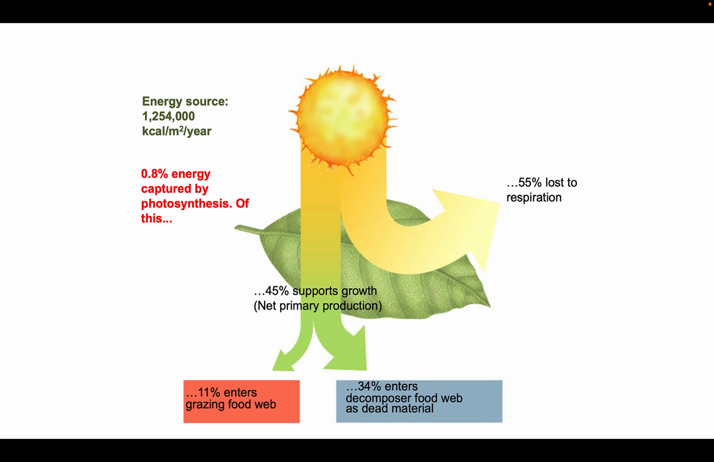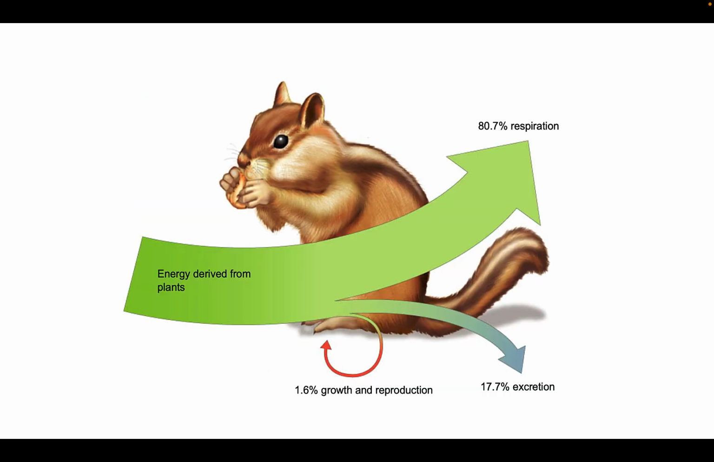grazing food web. The decomposer food web is made up of things like fungi and a lot of insects that then break things down for fungi to break them down further.